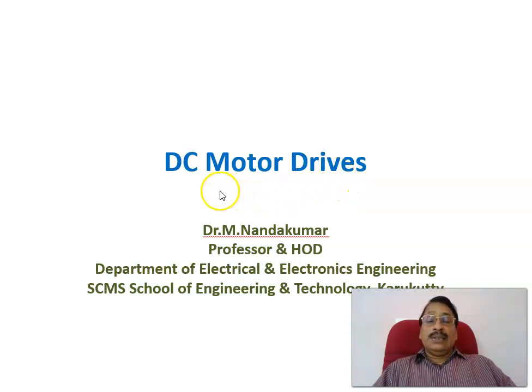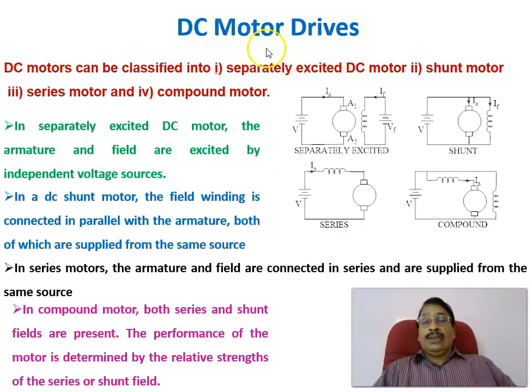In this presentation, I am going to explain DC motor drives, different types of DC motor drives, and its speed, torque, characteristics, etc. DC motor drives. DC motors can be classified into separately excited DC motor, shunt motor, series motor, and compound motor.